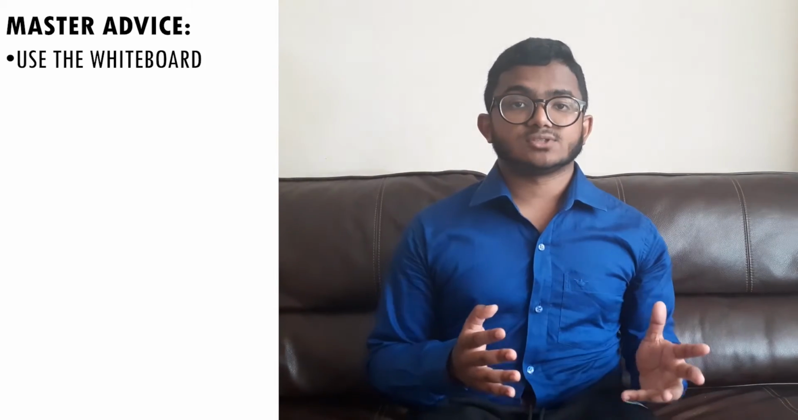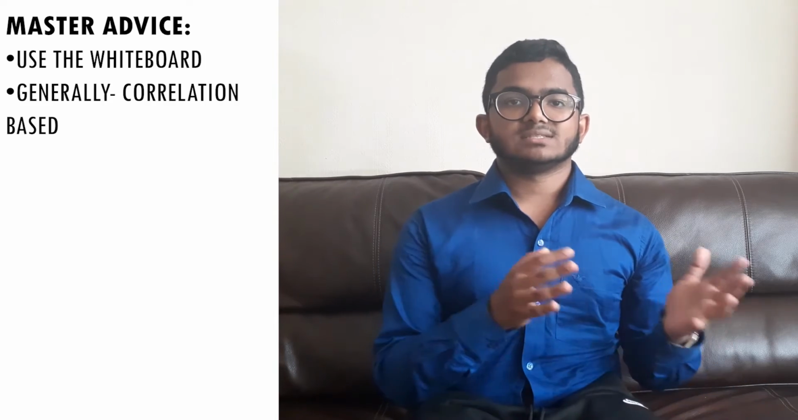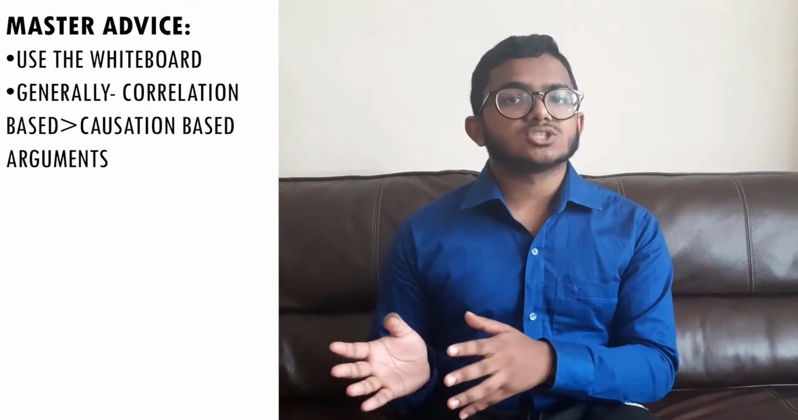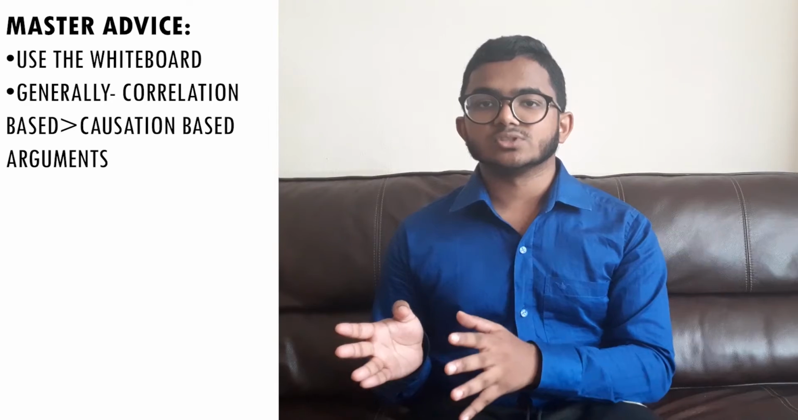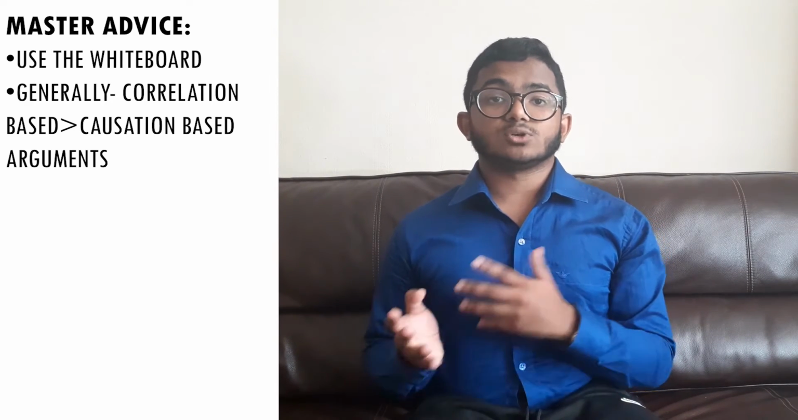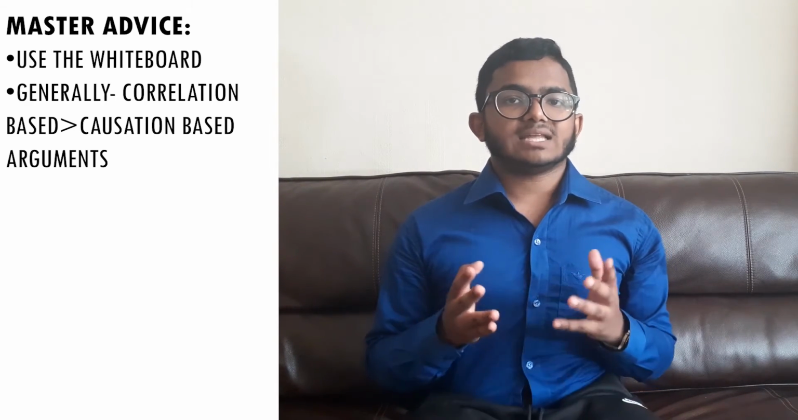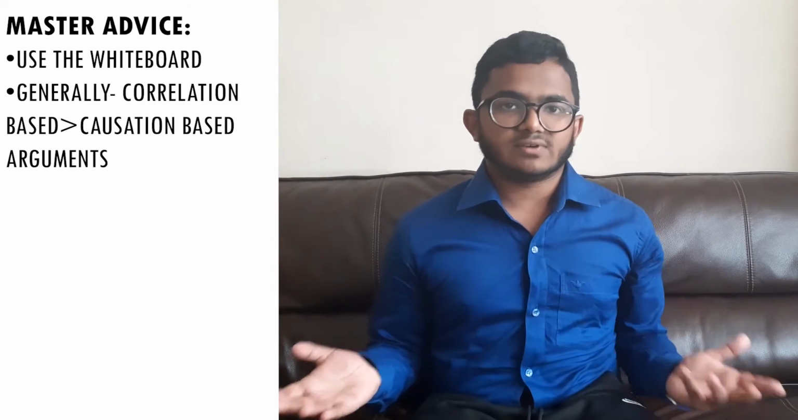The second tip is when looking at evidence, it's generally better to consider correlation-based arguments than causation-based, since correlation can show a valid link between two variables, but causation can often be based on assumptions which are completely false, and that basically makes the argument completely invalid.